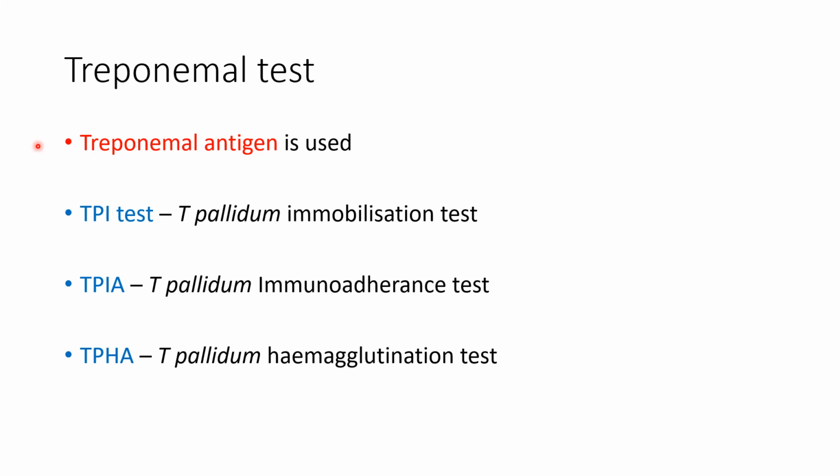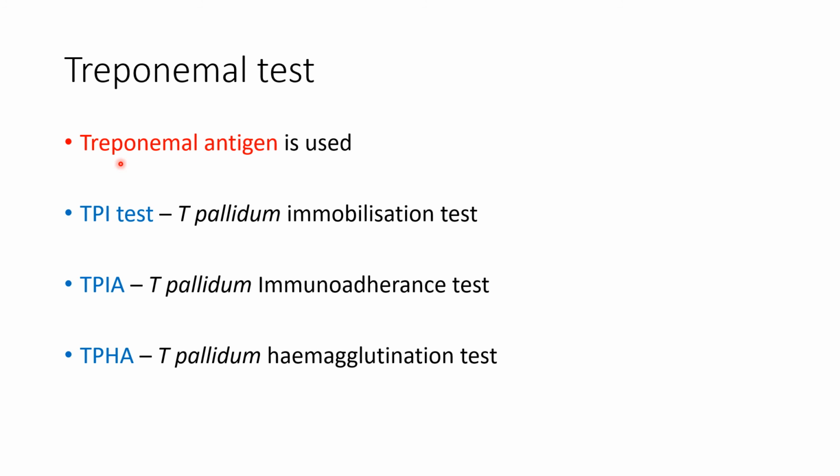In this test the treponemal antigen itself is used. So it is costly because treponema has to be grown, the antigen extracted from it, and then used in the kit. So it will be quite costly. There are many such confirmatory tests which are specific in nature. Here I have mentioned 3 such tests: TPI test, TPIA test, TPHA test. Treponema pallidum immobilization test, Treponema pallidum immunoadherence test, and Treponema pallidum hemagglutination test.